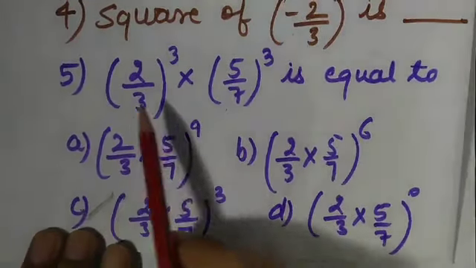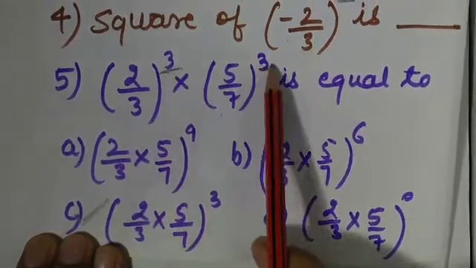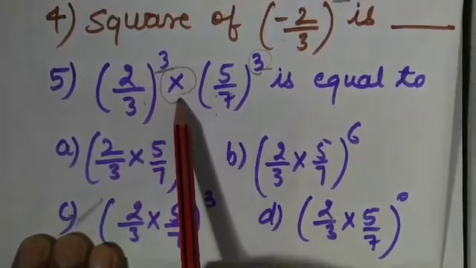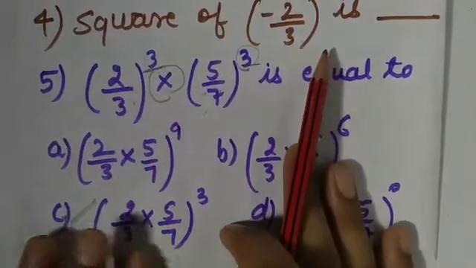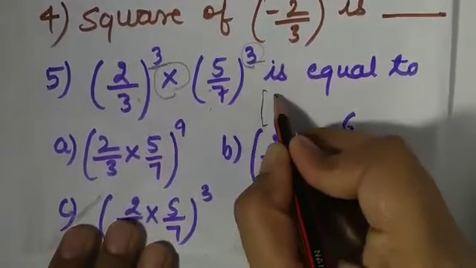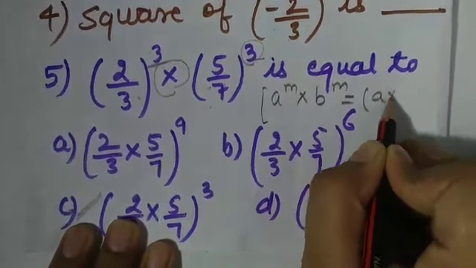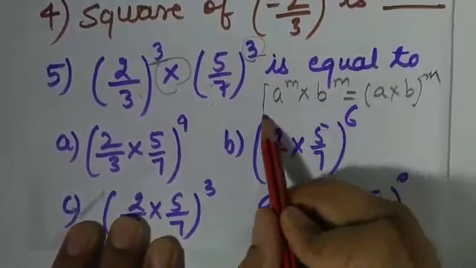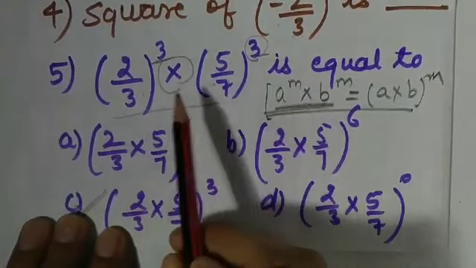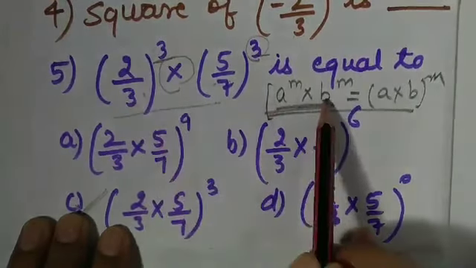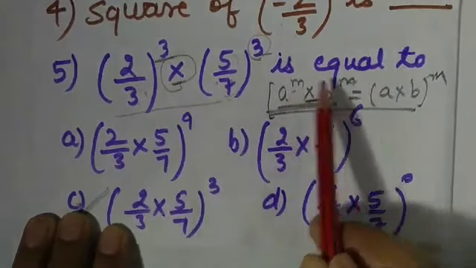Okay, because here we have the same powers and different bases, and we have multiplication. Now using the law of exponents, which law? Let me write. a raised to the power m into b raised to the power m can be written as a into b whole raised to the power m. This law we have learned, and here I will compare this LHS to this one. So a here is 2 by 3, b here is 5 by 7, and in between we have the multiplication, and the value of m is 3.